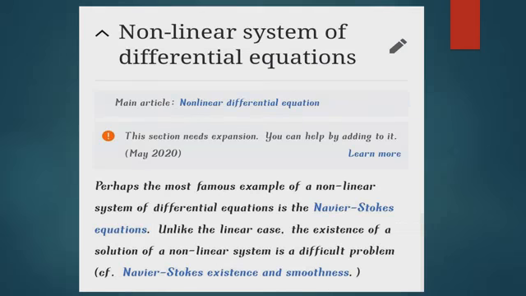Nonlinear system of differential equations. Perhaps the most famous example of a nonlinear system of differential equations is the Navier-Stokes equation. Unlike the linear case, the existence of a solution of a nonlinear system is a difficult problem.